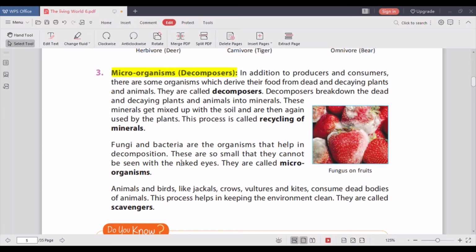Animals and birds like jackals, crows, vultures, and kites consume dead bodies of animals. This process helps in keeping the environment clean. They are called scavengers.